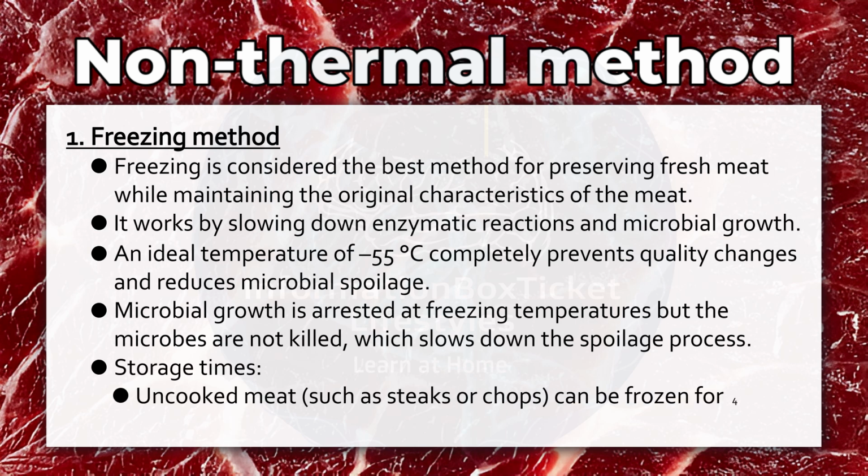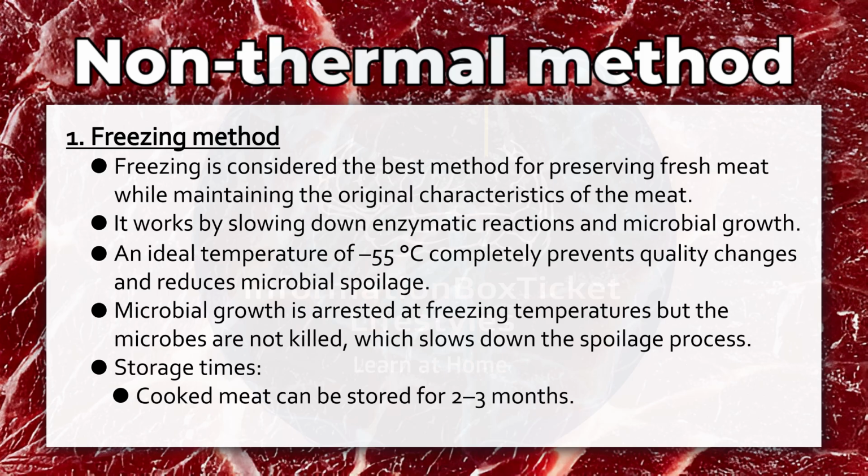Storage times. Uncooked meat, such as steaks or chops, can be frozen for 4 to 12 months. Cooked meat can be stored for 2 to 3 months.